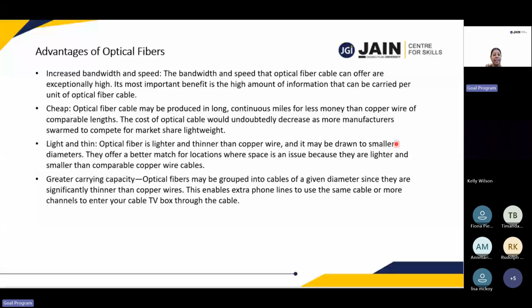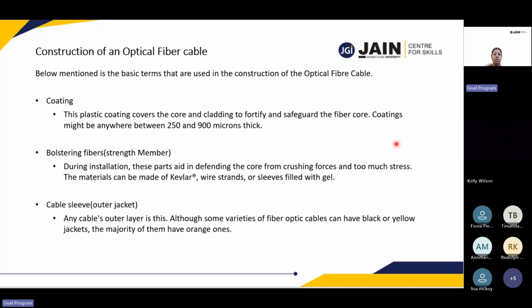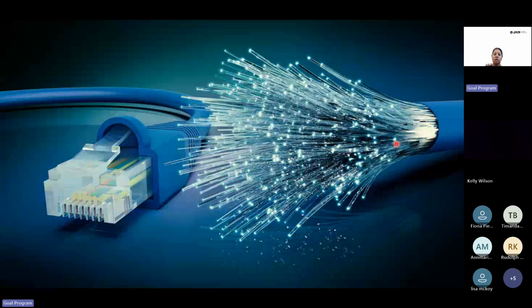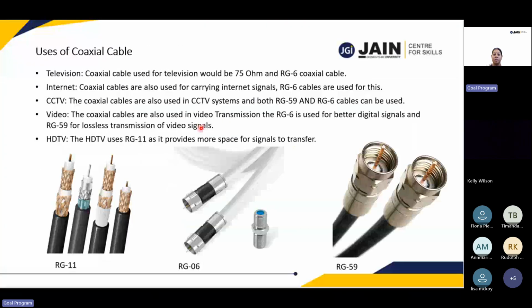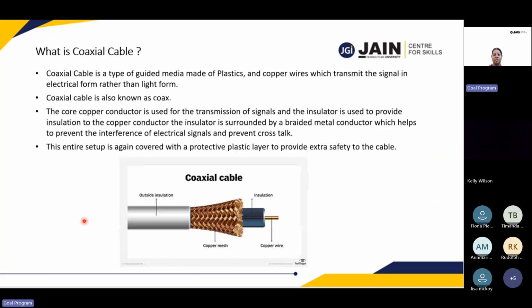Light and thin. Optical fiber is lighter and thinner compared with the coaxial cable or the twisted pair cables. If you can see in the image, the cable is very thin. It's very thin compared to the coaxial cable. See the coaxial cable, it's a little thicker, and here we have the twisted pair cable also, it's also thicker, right?